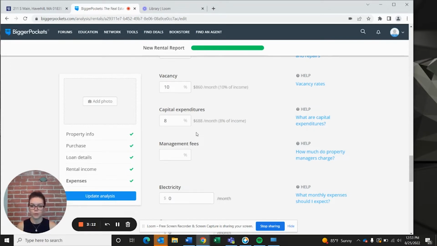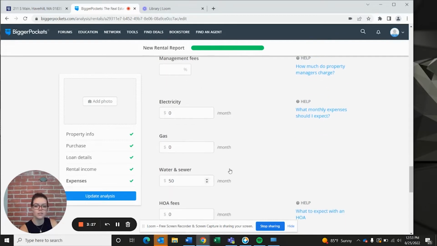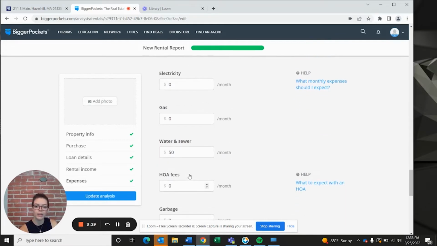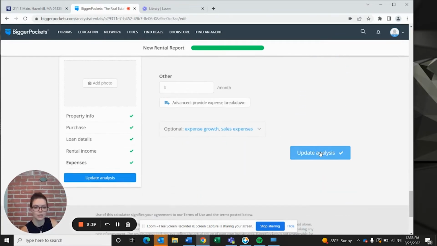For example, your roof. Roofs tend to last 25 to 30 years. This is not a regular expense you have. However, this is a big expense, and when this expense comes up, you want to make sure that you have savings to cover it. For electricity, gas, water, these are typically things that the tenant will pay. However, please pay attention to your state laws because some states have funky rules about that. We put $50 in for the water just as a buffer in case something needs to be addressed on our end.